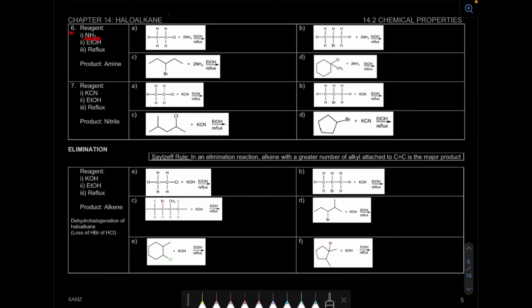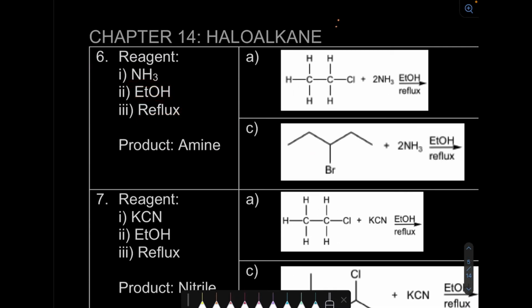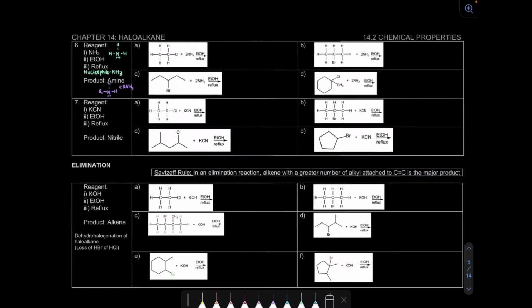Now let's proceed with the next page. For number 6, the product is actually amine. So what is actually amine? N is bonded to hydrogen, and one of them must be bonded to an alkyl group. So this is the expanded structure. NH3, or our ammonia. This is the expanded structure. For nitrogen, it only has 3 bonds. So our nucleophile is NH3.